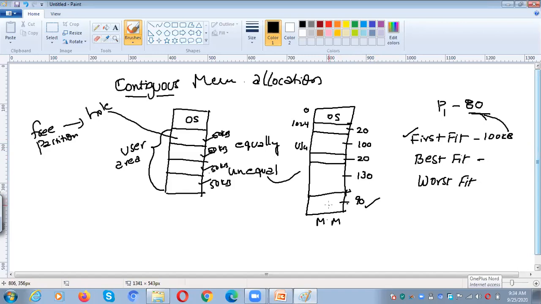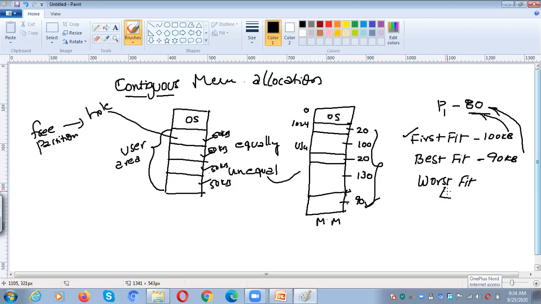So if you go for the 90 KB partition, then the wastage is only 10 KB. That is the reason why best fit will search the entire list of partitions. In which partition the internal fragmentation is less, it will choose that partition. So it will choose the 90 KB partition to keep the 80 KB process.